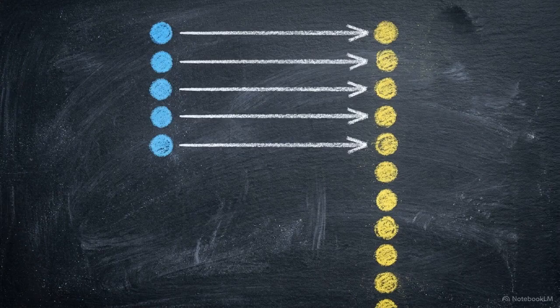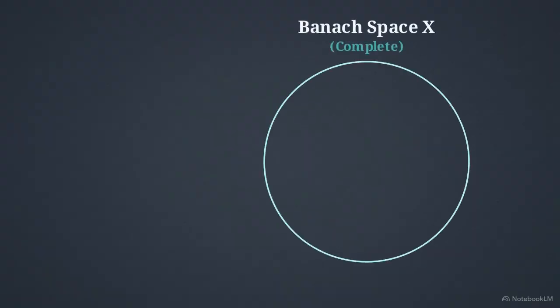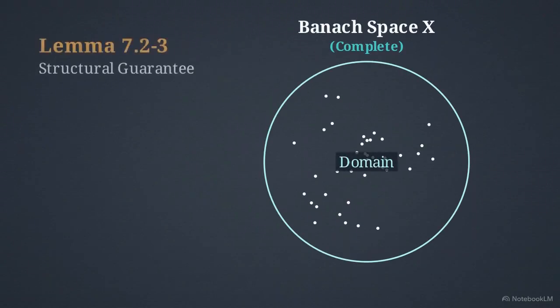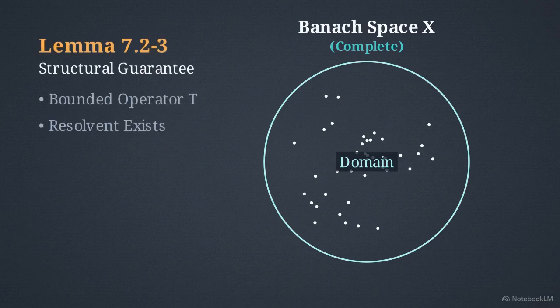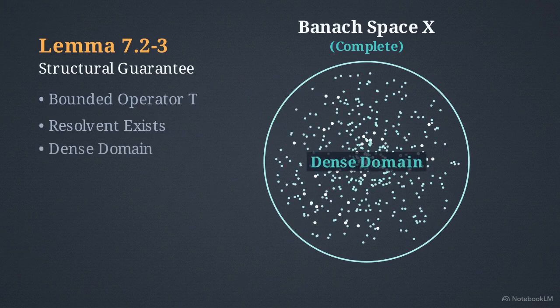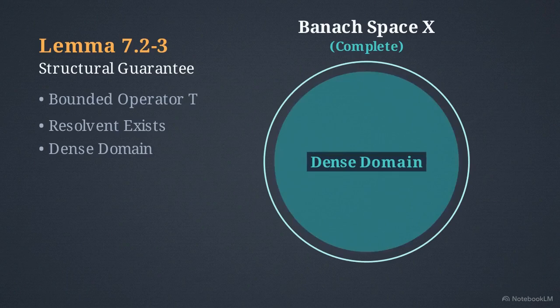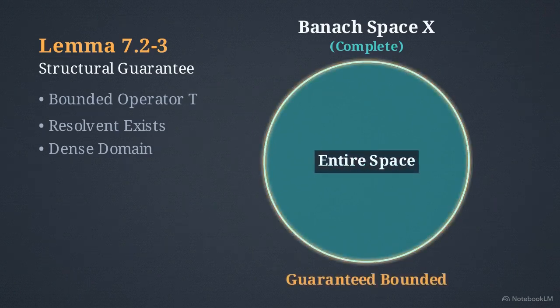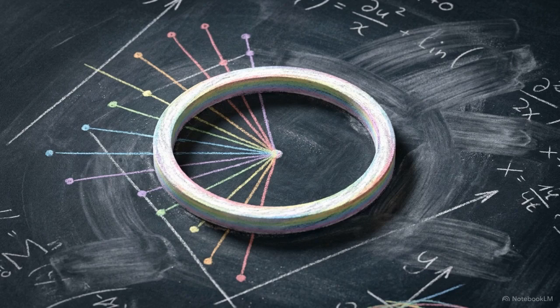We have our proof. In infinite dimensions, an operator can perfectly preserve inputs, acting strictly 1-to-1, while failing to cover the output space. If you are working in a complete Banach space, lemma 7.23 provides a structural guarantee. If your original operator is bounded, and the resolvent passes the first 2 nodes, meaning it exists and has a dense domain, the Banach space automatically extends that inverse to the entire space and guarantees it is bounded. Completeness means there are no missing limits. Because the space is solid, a well-behaved operator defined almost everywhere will automatically secure itself everywhere.